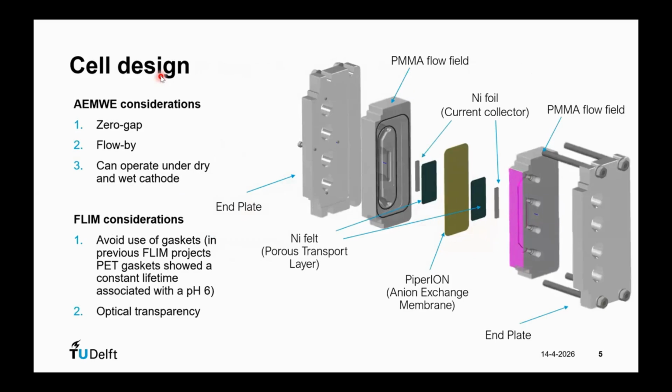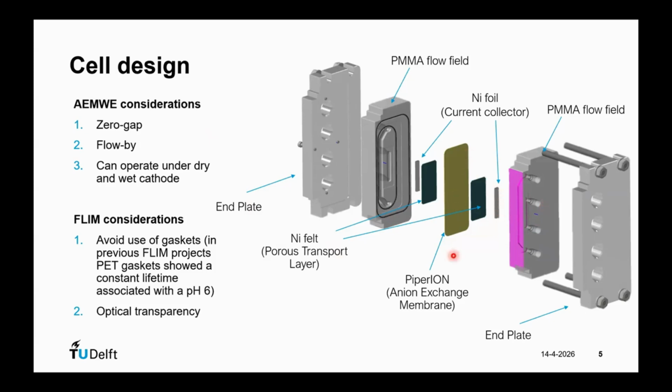For that, we designed a cell, which is the one shown in the picture. It has two considerations. One is to be representative of the system we want to study, and the other is to make it suitable for use with FLIM. For FLIM, we wanted it to be transparent, and we also wanted to avoid gaskets because in previous studies we saw that some of the materials used for them are autofluorescent.